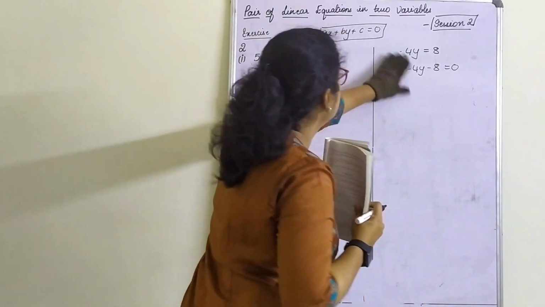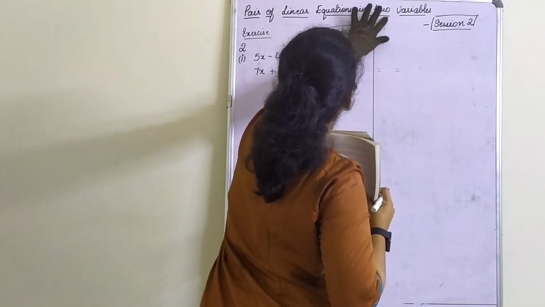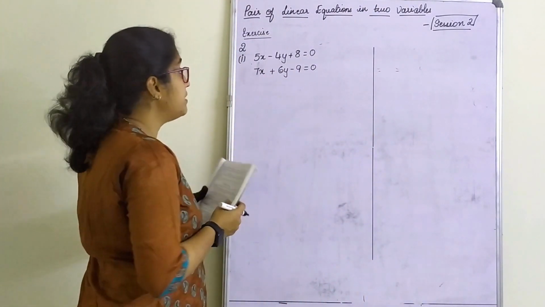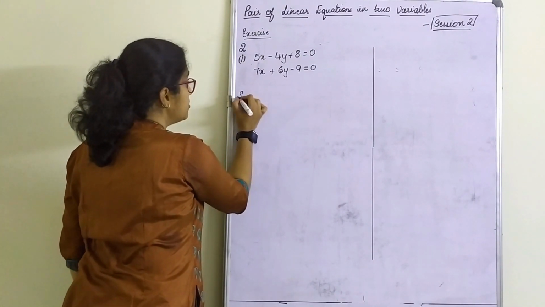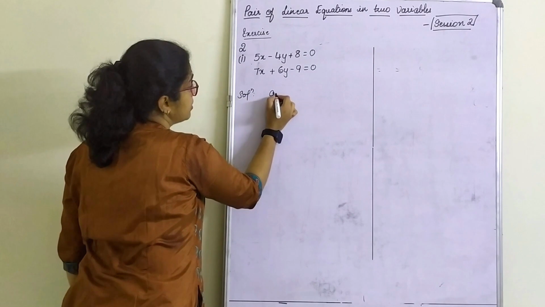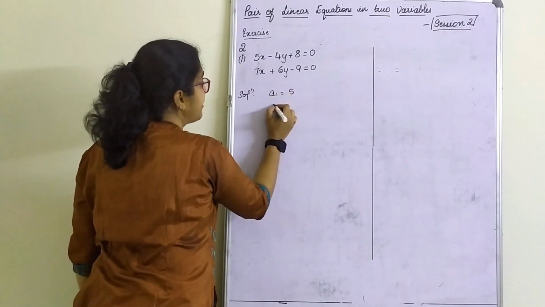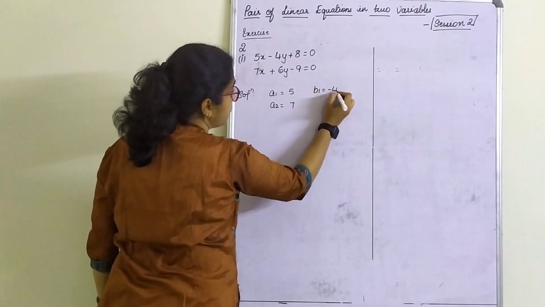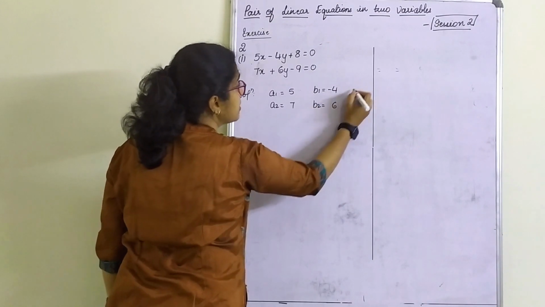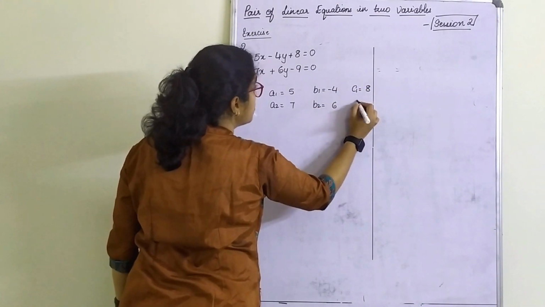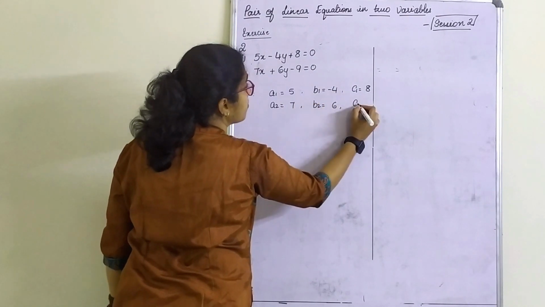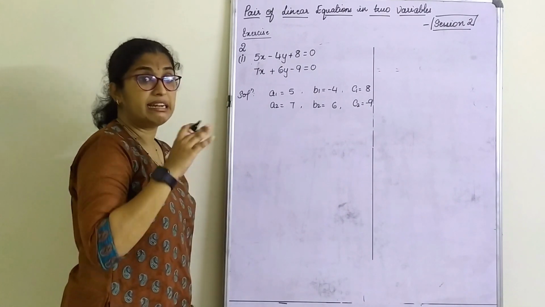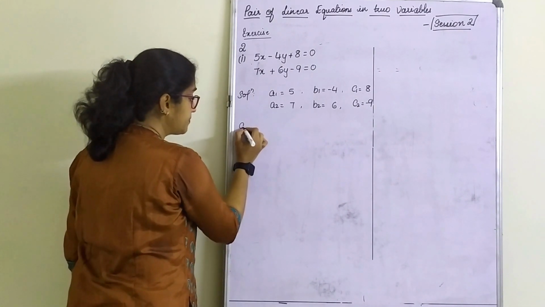So let's start by comparing the ratios. Write down first of all what A1, A2, B1, B2, C1, C2 are. Solution. What is A1? The coefficient, we write 5. What is A2? 7. What is B1? -4. What is B2? 6. What is C1? 8. What is C2? -9. Then our usual thing is to first compare and then put the equal to or not equal to sign.